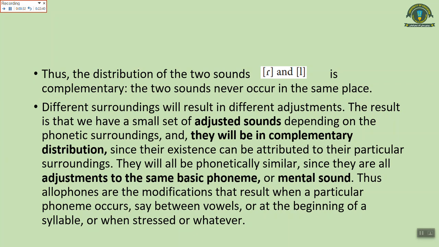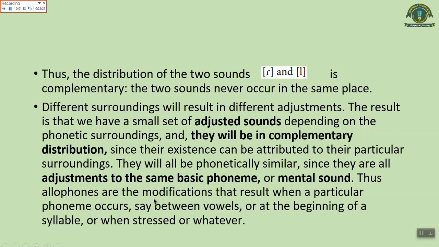Different surroundings will result in different adjustments. The result is that we all have a small set of adjusted sounds depending on the phonetic surroundings, and they will be in complementary distribution. Since their existence can be attributed to their particular surroundings, they will all be phonetically similar since they are adjustments to the basic phoneme or mental sounds. So we have actually one basic phoneme and some other sounds are actually adjusted around that one basic sound.